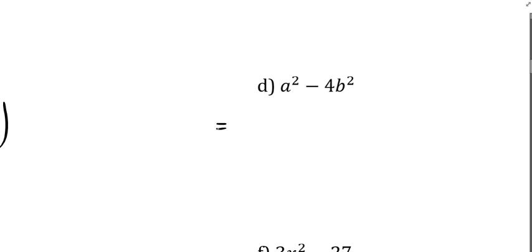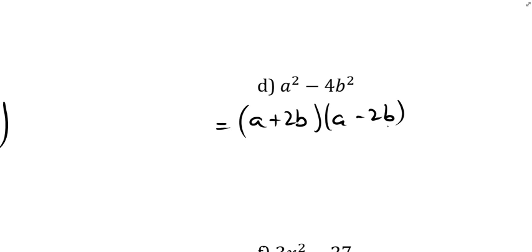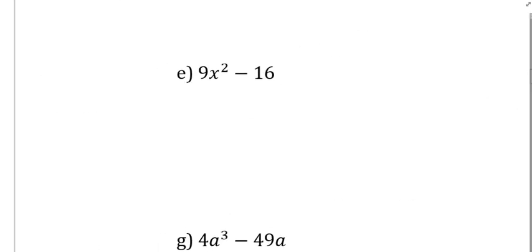So how would this work? Well, it's going to be a plus 2b and a minus 2b, right? Because that way, 2b times 2b is 4b squared, and the middle term is going to add to zero. Is that okay? Okay, so you try that one.